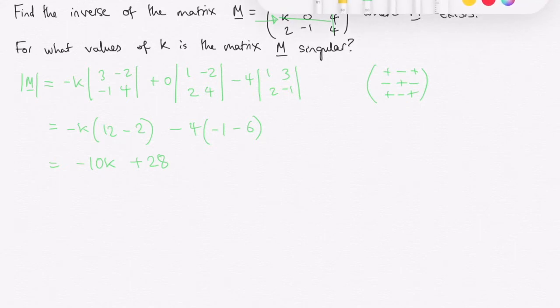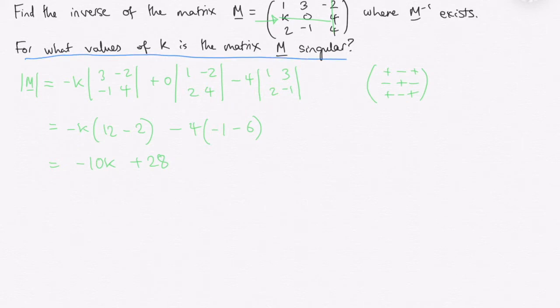Well, we may as well address this second part of the question now. For what values of k is the matrix M singular? Because we know that M is singular if and only if the determinant of M is equal to 0. And we can now see that that happens when 28 minus 10k is equal to 0, and that happens if and only if k is 2.8.